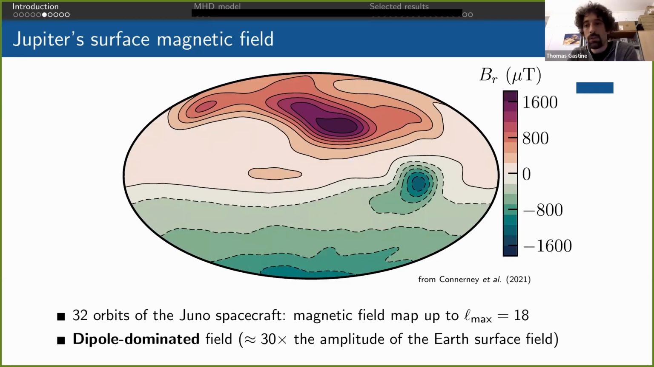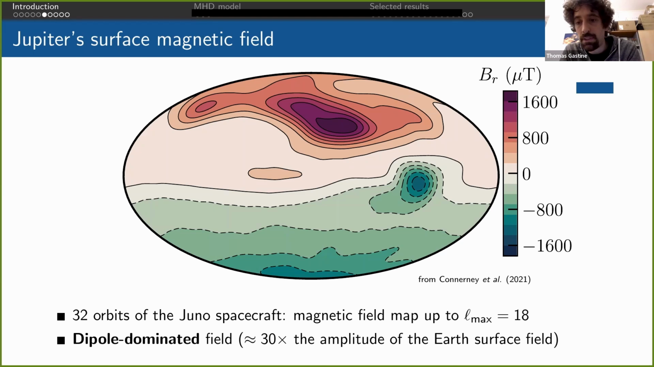Okay, so the second part I will talk about today is the magnetic field. Juno has a magnetometer on board, and it goes very close to the surface. From this vector magnetometer, you have measures of the three components of the magnetic field. And now if you accumulate enough orbits, you are able to construct global magnetic field maps of the internal component of the field. And that's what's shown here.